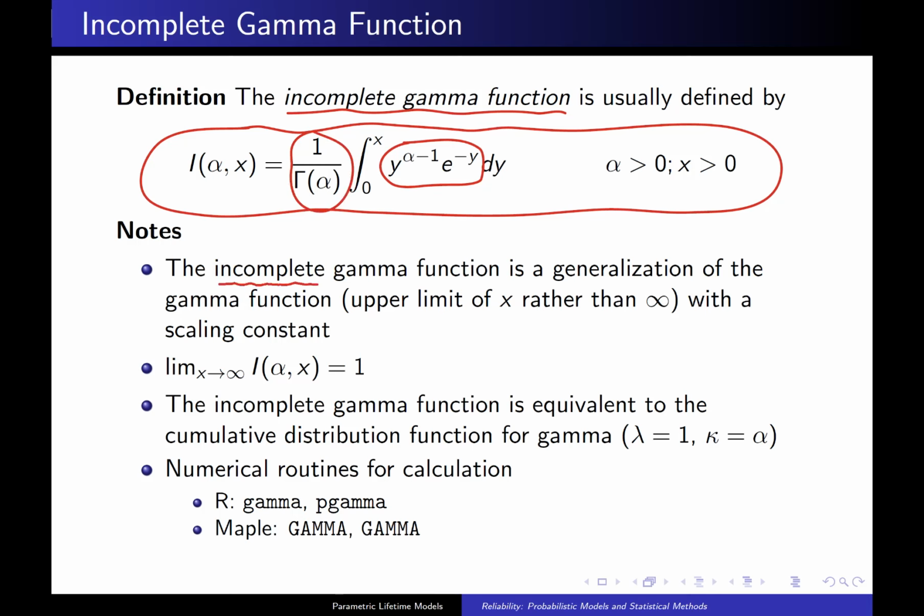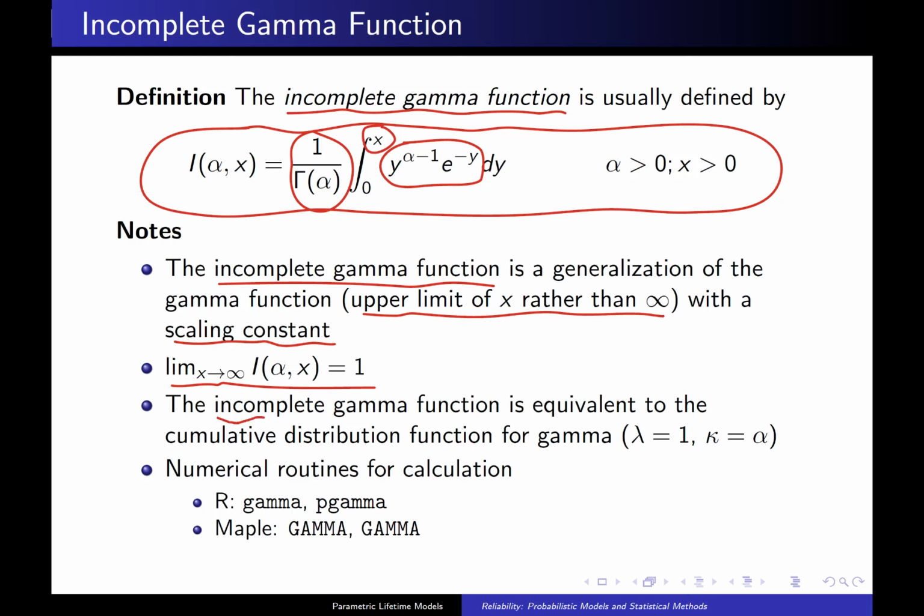So the incomplete gamma function is a generalization of the gamma function. Upper limit is x rather than infinity, and it also has the scaling constant 1 over gamma of alpha. If you take the limit as x goes to infinity, this incomplete gamma function will approach 1. Here's why. If you were to put an infinity right here, you would have the gamma function. And now we have 1 over the gamma of alpha multiplied by gamma of alpha. That is clearly going to approach 1.